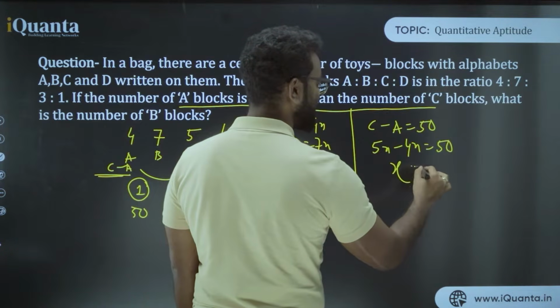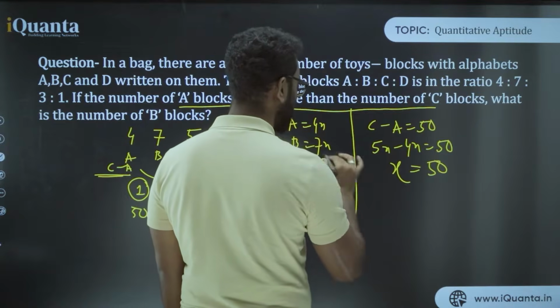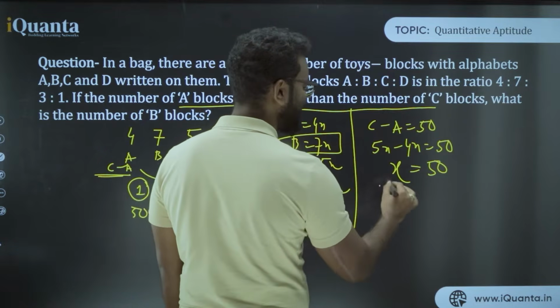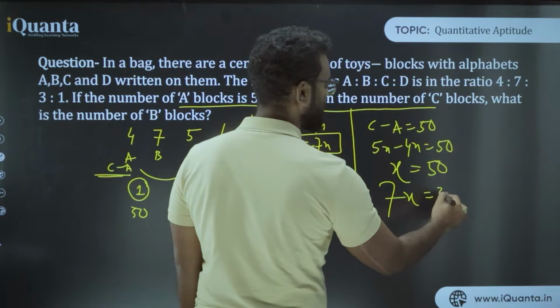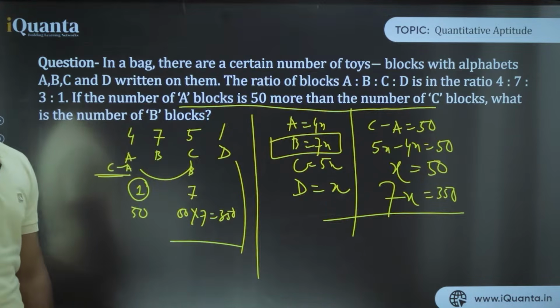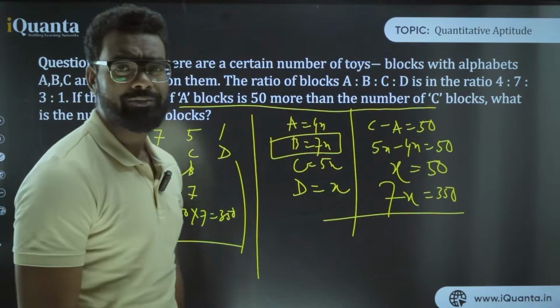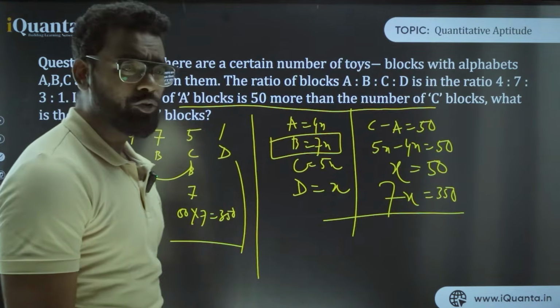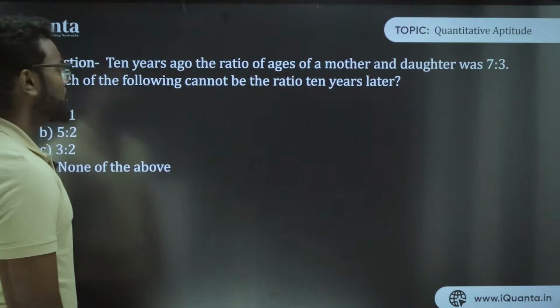That means x is 50. And if x is 50, I need to find B. B is 7x, so 7x is 350. So you can solve this question this way or that way. Both are fine, and both give you the same answer. So let's go for the next one.